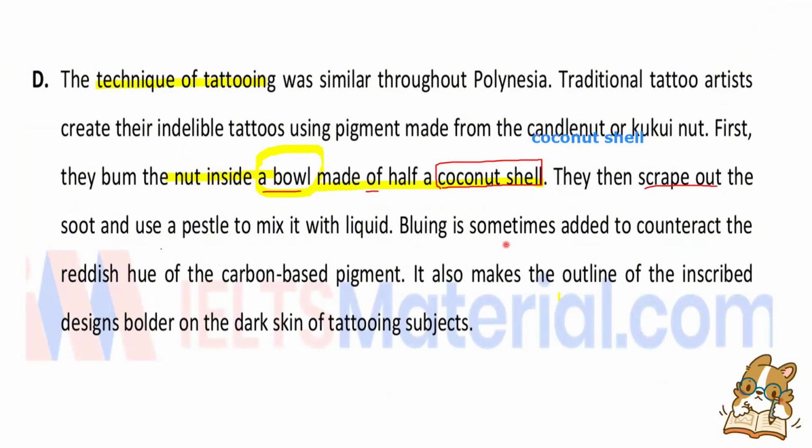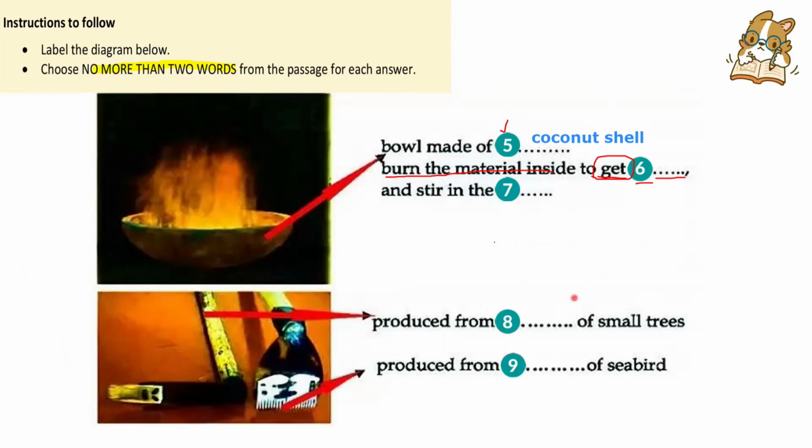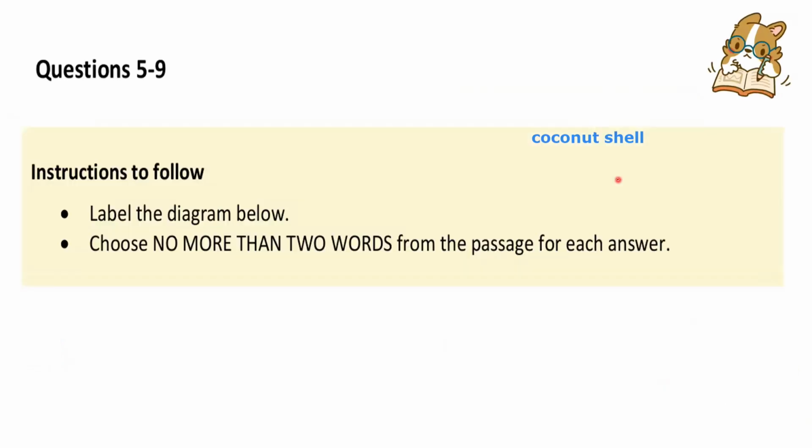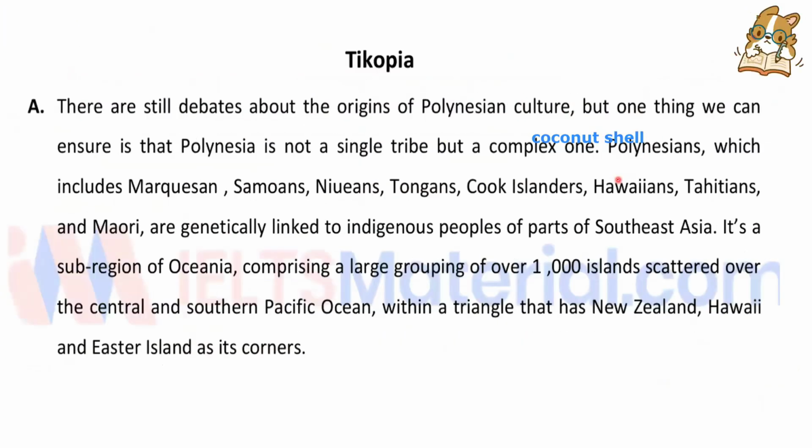We don't really focus on one sentence alone. So we continue reading. We consider other sentences. So bluing is sometimes added to counteract the reddish hue of the carbon-based pigment. It also makes the outline of the inscribed designs bolder on the dark skin of tattooing subjects. So this sentence, it already focuses on outline of the inscribed. Now, what we are going to look for here is words synonymous to get. Burn the material inside to get. So what is that word synonymous to get?